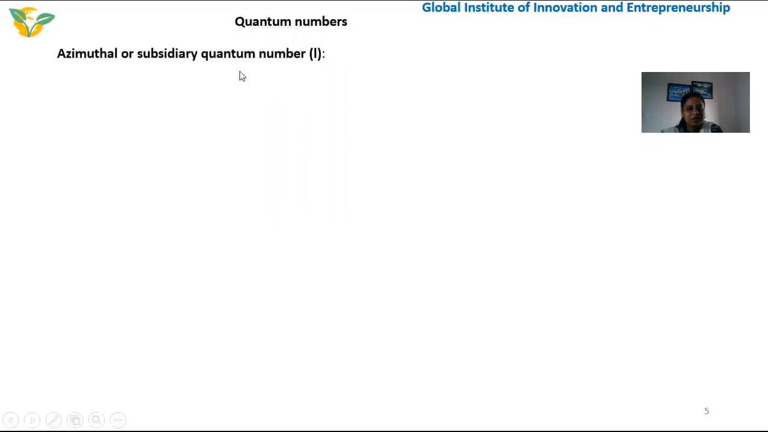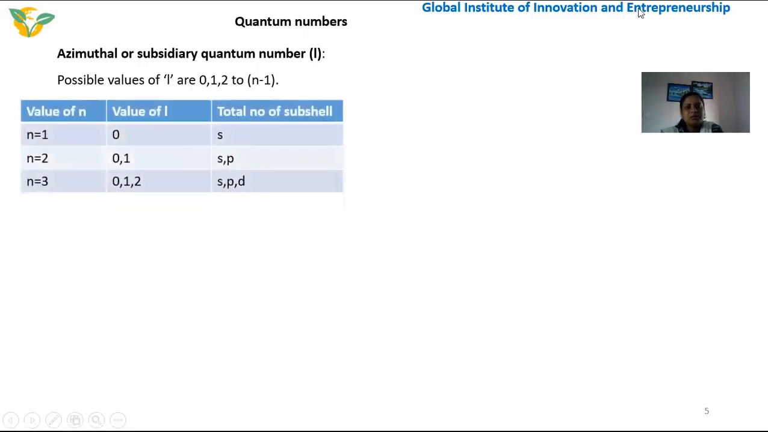as the azimuthal quantum number and is given by small l. And for a given value of n, the possible values of l are 0 to n minus 1. So when n equals 1, the possible value of l equals 0, indicating an s subshell. For n equals 2, the possible values of l are 0 and 1, indicating s and p subshells. For n equals 3, the possible values of l are 0, 1 and 2, indicating s, p and d subshells.